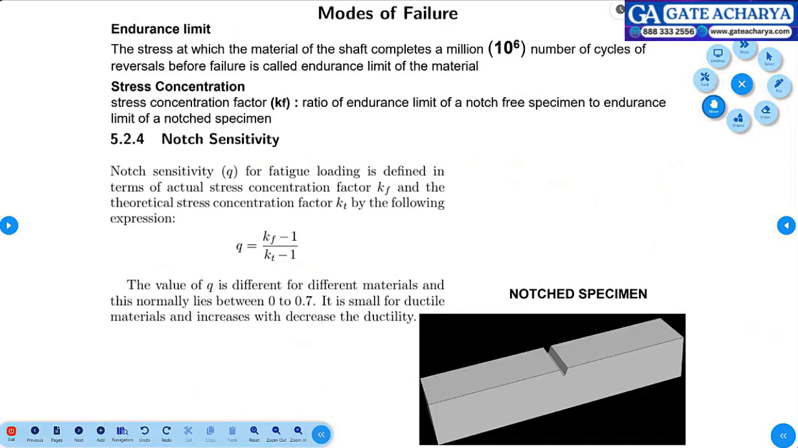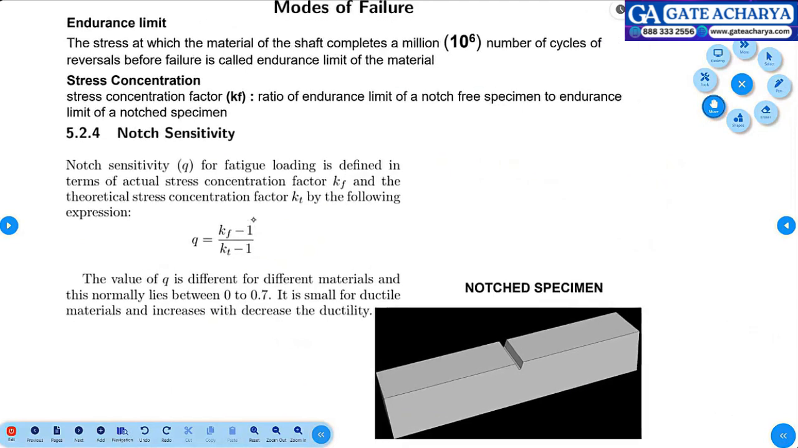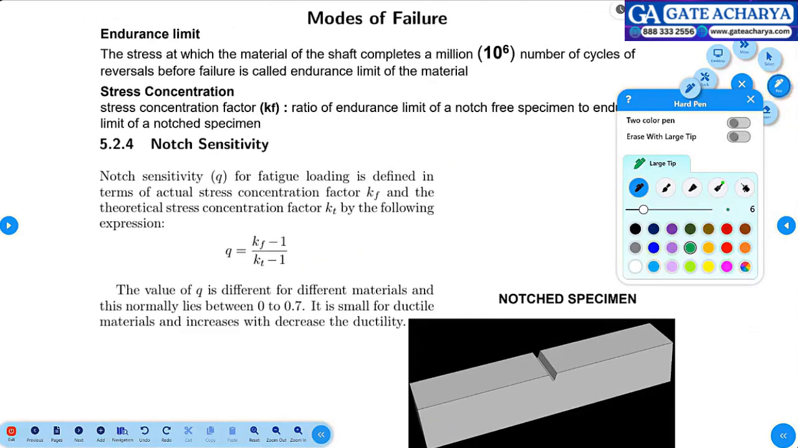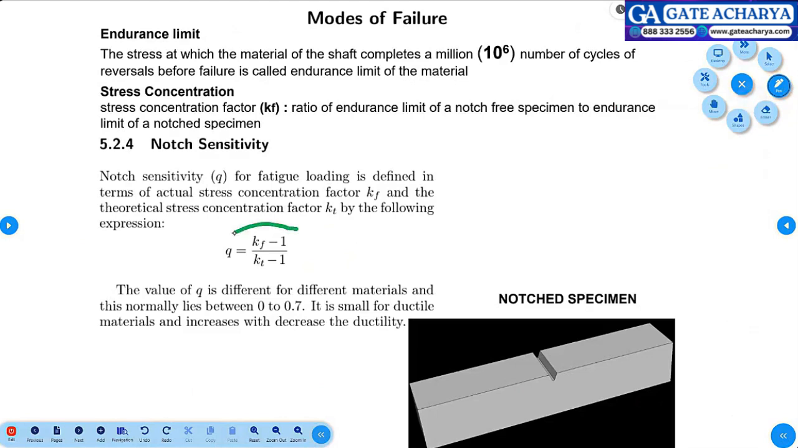Right? Then what about notch sensitivity? How can it be defined? It can be defined using this formula. So what is meant by Kf? Kf is the actual stress concentration factor. Kt is nothing but the theoretical stress concentration factor. We bring in actual and theoretical simply because mathematics is different, experiment is different. That's the reason why we bring in q.